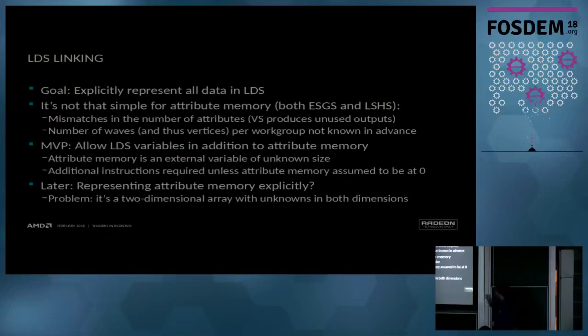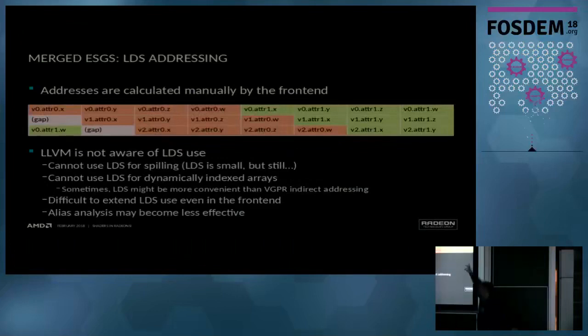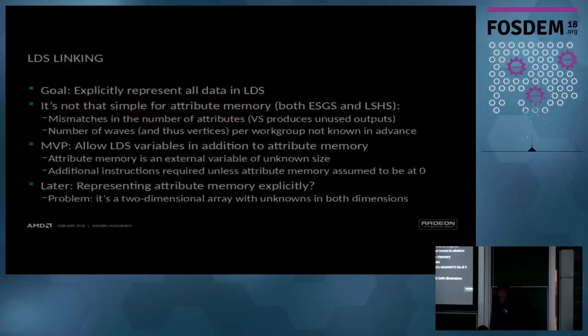It's not entirely simple because, if you look back, this thing here is a 2-dimensional array. One index is the vertex number, and the other index is the attribute number and component. And we don't really know either size when we compile at least the geometry shader part, because we might have a vertex shader that produces attributes that are unused by the geometry shader, and we don't know in advance how many waves we're going to run simultaneously. So there are some problems.